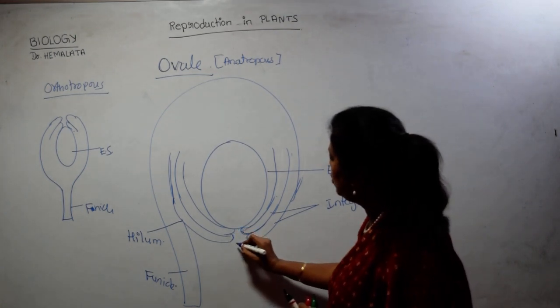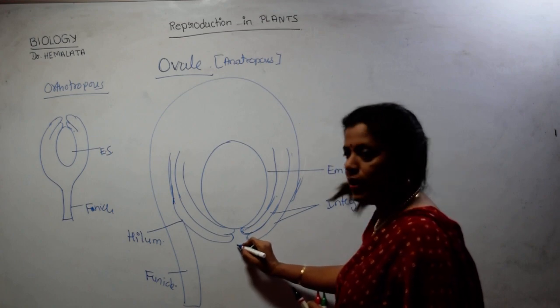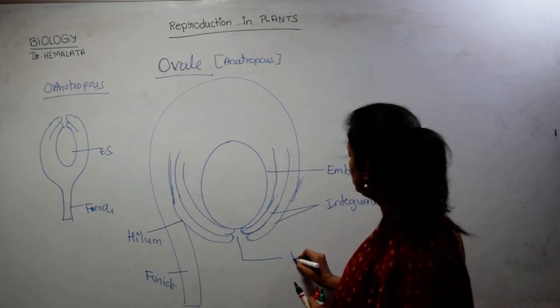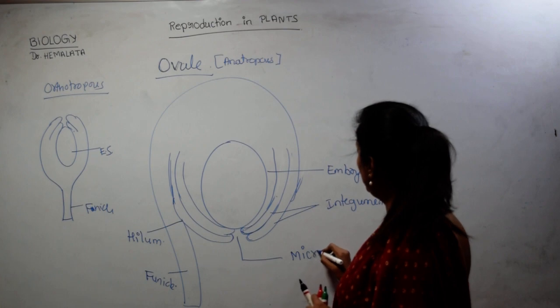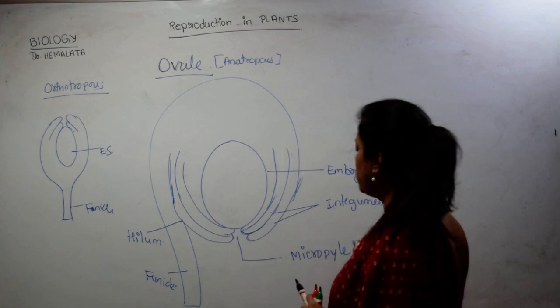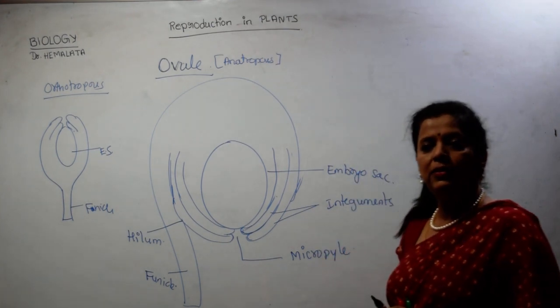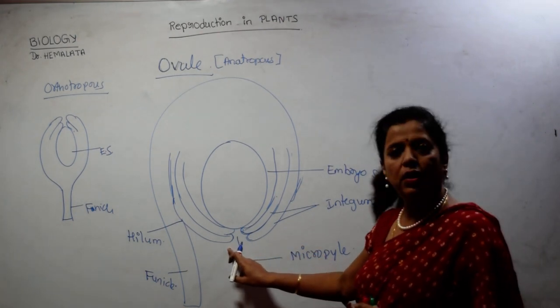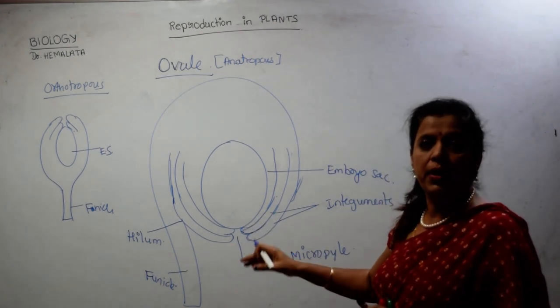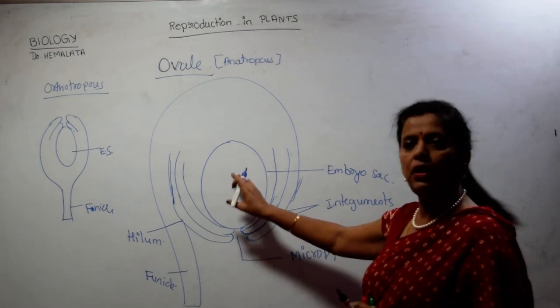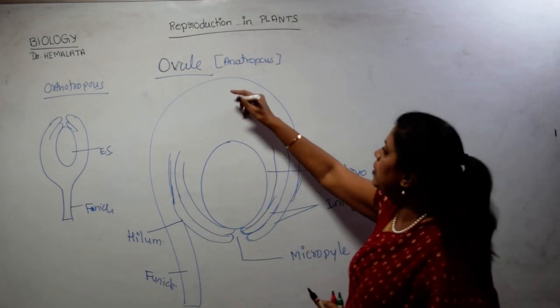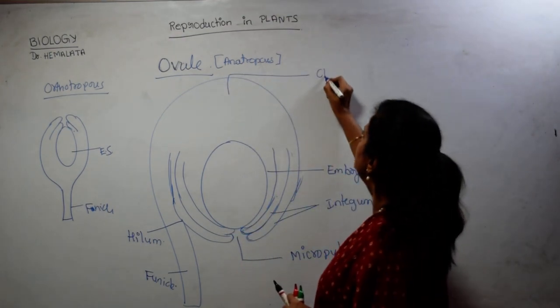And this covering is not present in one of the lower areas. You can see it is absent. It is called the micropyle. Micropyle is the area which does not contain any membrane, or the membrane is not covering the embryo sac. The opposite end of the micropyle is called chalaza.